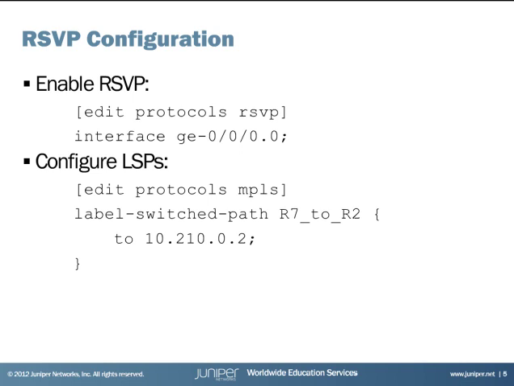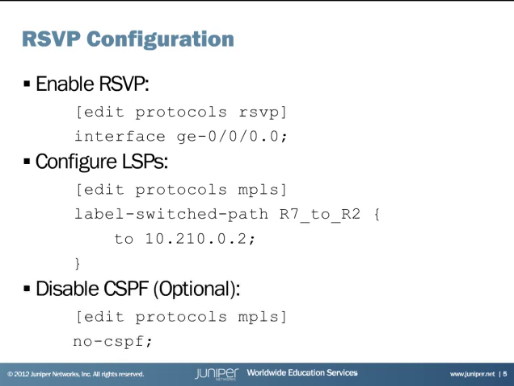Here we've given the LSP the name R7 to R2 and defined its endpoint as R2's loopback address. It is a good idea to use descriptive LSP names. We will be able to see the LSP names on other routers on the network, even on routers that the LSP merely transits.